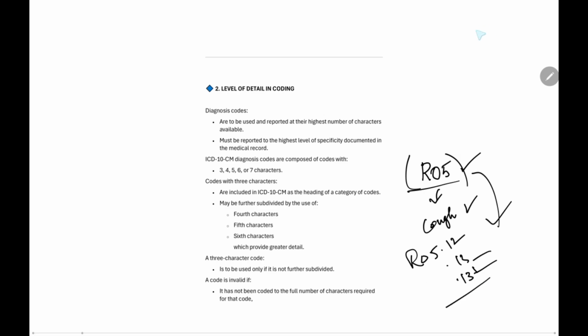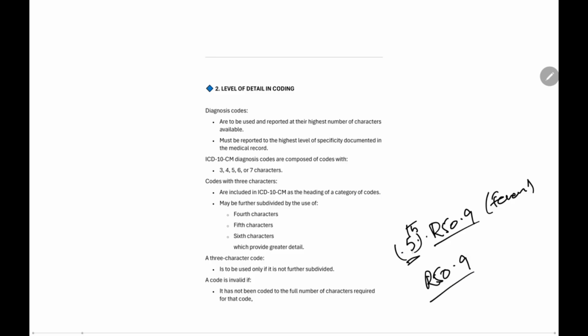Generally I'm telling you, so you don't need to remember all these things. You just remember that a three character code can be used only if it is not divided again. But a code is invalid if it is not coded to the full number of characters required for that code. Which means, if any code, for example the fever code, is saying there is a fifth character, but here only four characters are there and you are giving only that in the exam, okay.